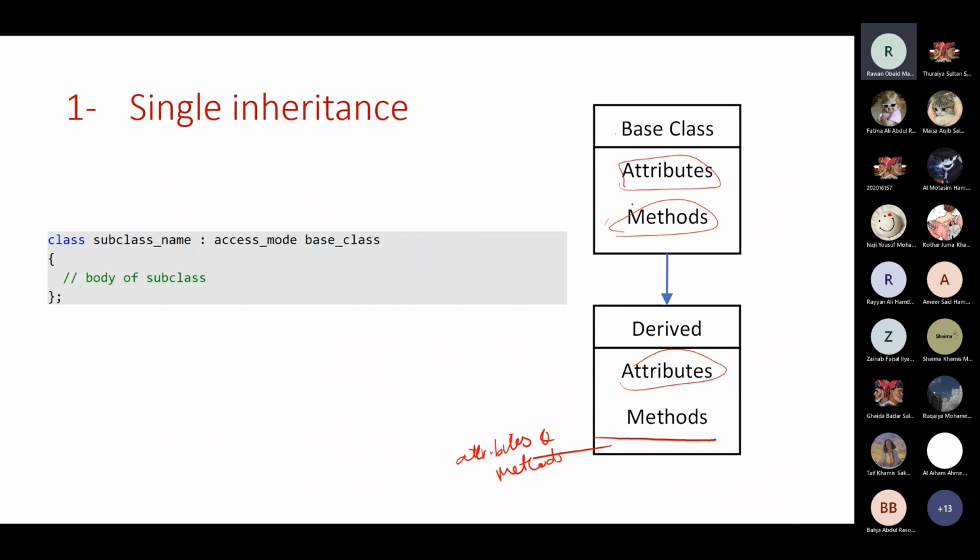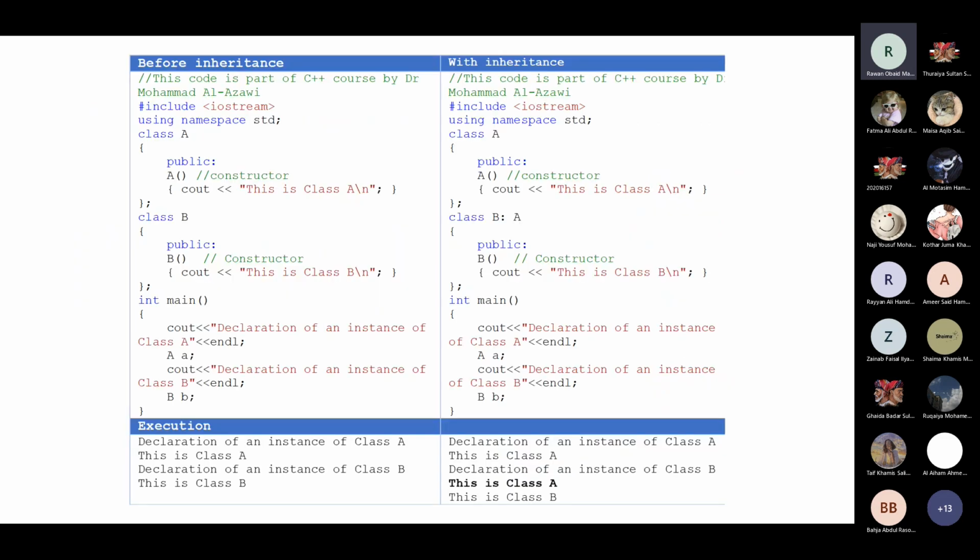So this is the way we write it: class, subclass name, like as we did in circle, then the access mode. If you don't write it, then it's private. If you write it public, for example, and then the base class, which in our example was point. Then here you can write anything else. Let's see this before inheritance and after inheritance. Let's take the first example. This is before inheritance. I have class A.